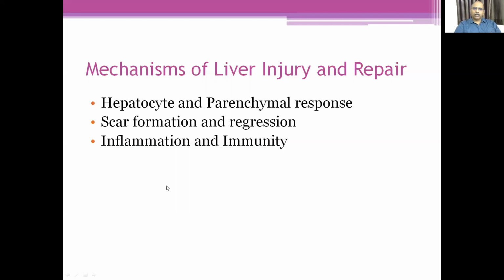So these three are the mechanisms: hepatocyte and parenchymal response, scar formation and regression, inflammation and immunity. Hepatocyte and parenchymal response is usually seen in the acute phases, scar formation and regression in the chronic phases, and inflammation and immunity are also seen in case of chronic liver diseases.